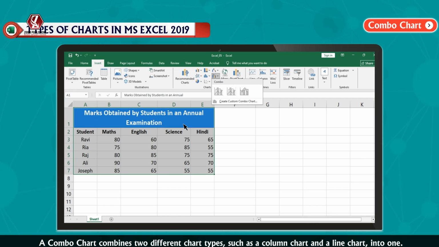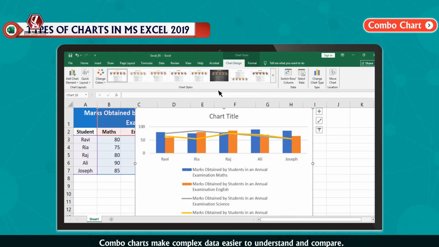Combo chart. A combo chart combines two different chart types, such as a column chart and a line chart, into one. This is helpful when working with data series that have different value ranges. Combo charts make complex data easier to understand and compare.